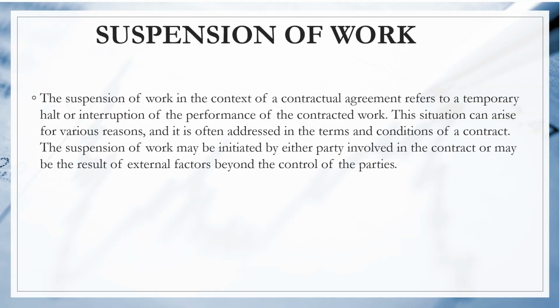Suspension of work. The suspension of work in the context of a contractual agreement refers to a temporary halt or interruption of the performance of the contracted work. This situation can arise for various reasons, and it is often addressed in the terms and conditions of a contract. The suspension of work may be initiated by either party involved in the contract or may be the result of external factors beyond the control of the parties.